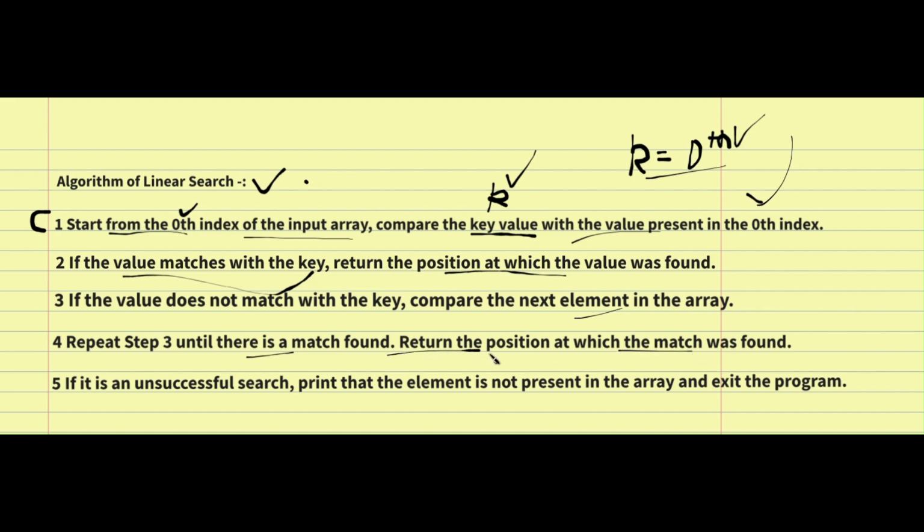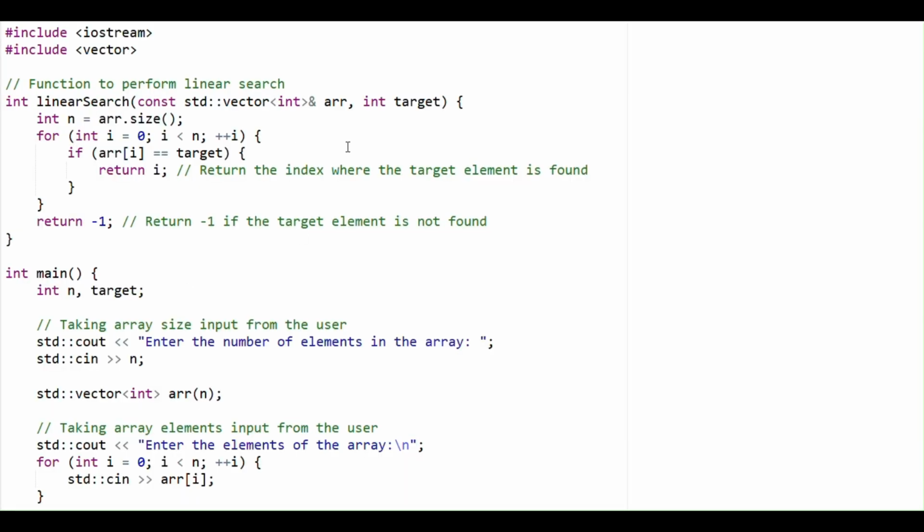If the value does not match the key, you have to compare the next element, right? You have to keep repeating until the match is found. And if it is an unsuccessful search, you have to say that the element is not present in the array. So lastly, we discussed the algorithm of linear search.